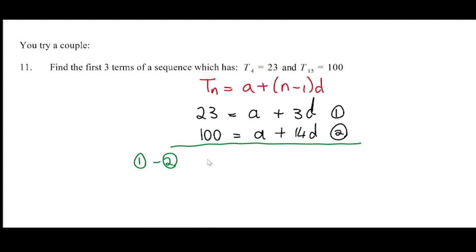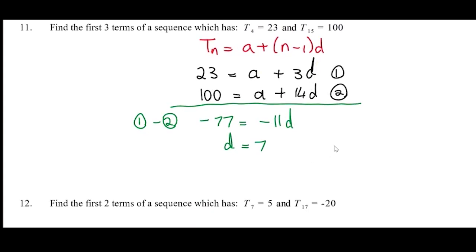If I go 23 minus 100, I actually get negative 77. The A's cross out, and I get negative 11D. So once again here, D is 7. If I divide both sides by negative 11, I get D equals 7. Then what I need to do is substitute that value of D into one of the equations. I can use either equation. I'm going to use equation number 1.